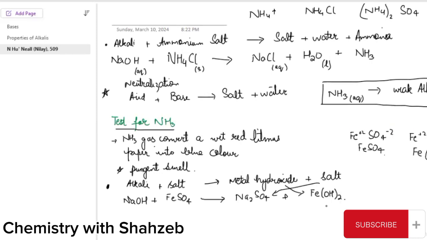So this is another property: when an alkali reacts with this salt, they form sodium sulfate and iron hydroxide. We need to balance it as well. There are two sodium here, two hydroxide here, so we are going to put two here as well. Now let's move further towards some of the uses of bases and alkalis, which are also asked in the exam.